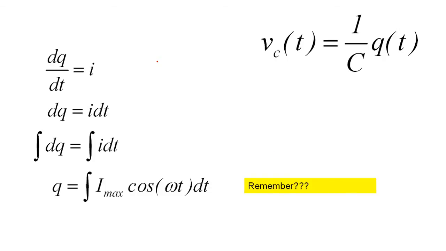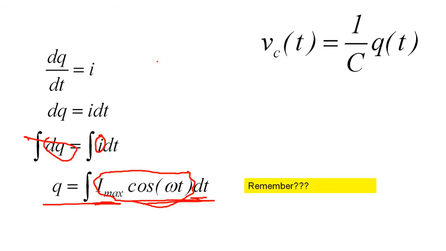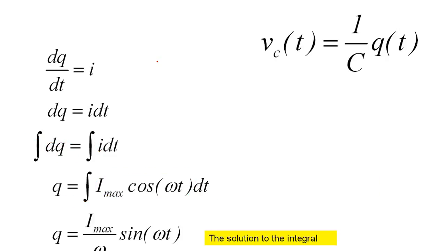Remember we're saying the current in the circuit is just some maximum value, a constant, times cosine of omega t. So I put this in right here for the current. There's my dt. Now I integrate dq over here and get q. The integral of a constant times a cosine is that constant times the sine, but we have to divide by omega, because when we take the derivative of sine omega t we get a factor of omega, so we had to have that. Remember how to do that.